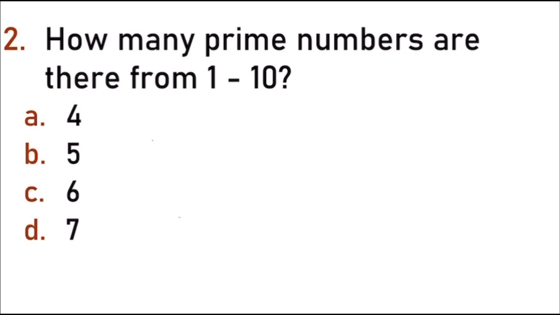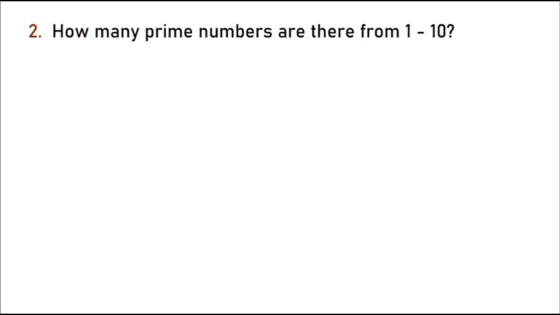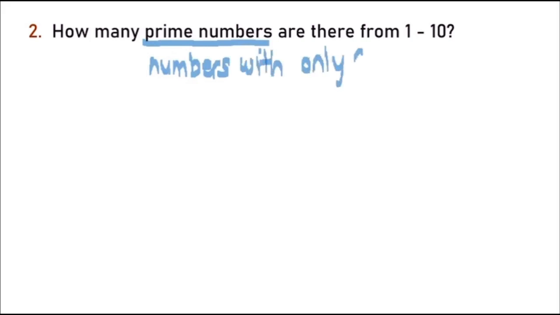Quick recap lang on our prime numbers. So prime numbers are numbers that are greater than 1 and is not a product of two smaller numbers. So bali, yung prime number lang is a product of 1 and themselves. Balik tayo sa ating problem. How many prime numbers are there from 1 to 10? Again, prime numbers are numbers with only 2 factors. This is 1 and themselves.